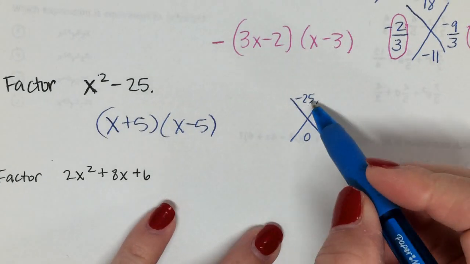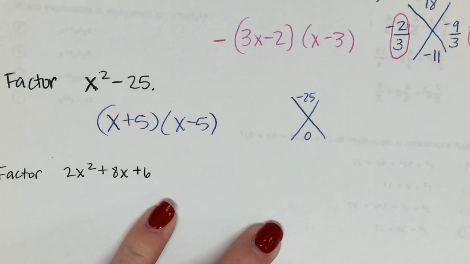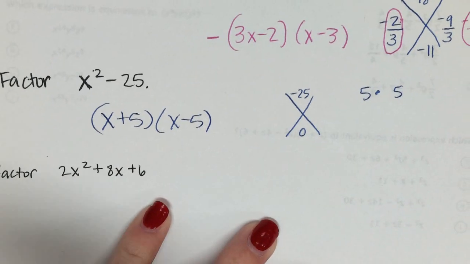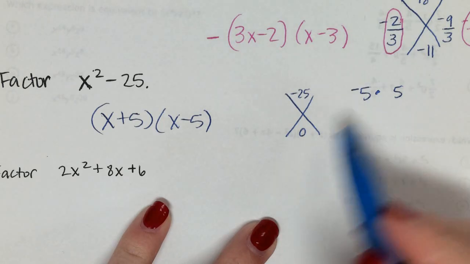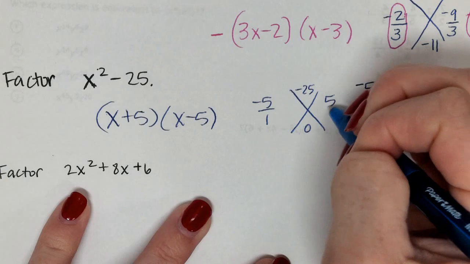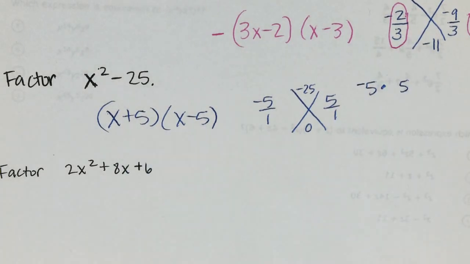So I would say, what are my factors of 25 that add up to 0? Well, what's 5 times 5? 25. What if I add a negative? Would those add up to equal 0? Yes, so I have negative 5 over 1 and 5 over 1. Isn't that exactly what I got?